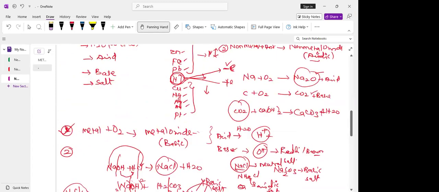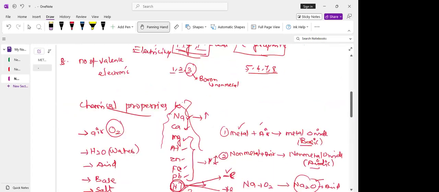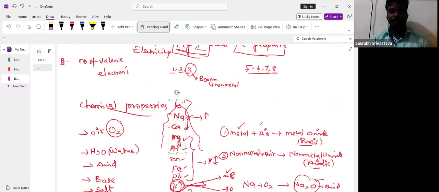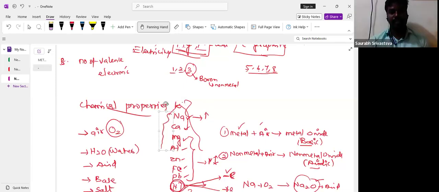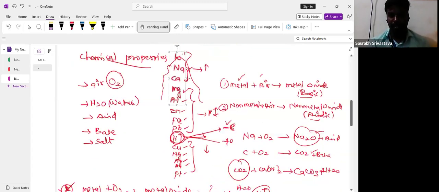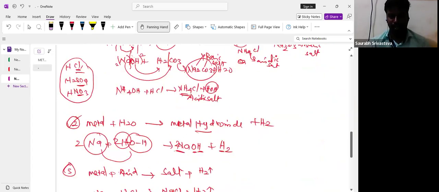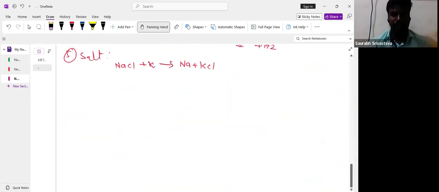See here, compared to sodium, potassium is highly reactive. Then it can displace, it can remove the sodium. Clear? If it is highly reactive, more reactive in nature, you should know the order. When you are talking about the salt reaction, you should know the order. Otherwise, you can't write the reaction.